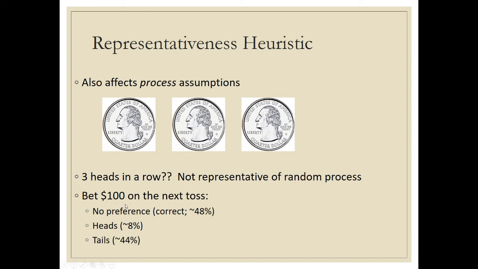So it seems like for this 44%, subconsciously they're thinking, hey, this is not a random process, and sooner or later there's got to be a tails. And the more heads that I've seen, the more likely that it is that I'm going to see a tails soon, right? That's the logic that's probably going on subconsciously in these participants' minds. When in reality, I mean, 44% is a whopping proportion of people making an incorrect judgment and decision. Only 48% of people thereabouts correctly make no preference.